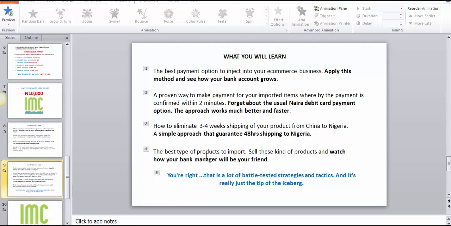Then also you learn the best payment options to inject into your e-commerce business. Believe me, once you apply this payment option, you see your bank account grow like wildfire. Then also you're going to get a proven way to make payments. If you are importing an item from China, you don't need to use a MasterCard. There's a system in place you can pay with. You can even do the transfer here in Nigeria, and the agent over there will get what you're sending. Then you make the transaction smoothly.